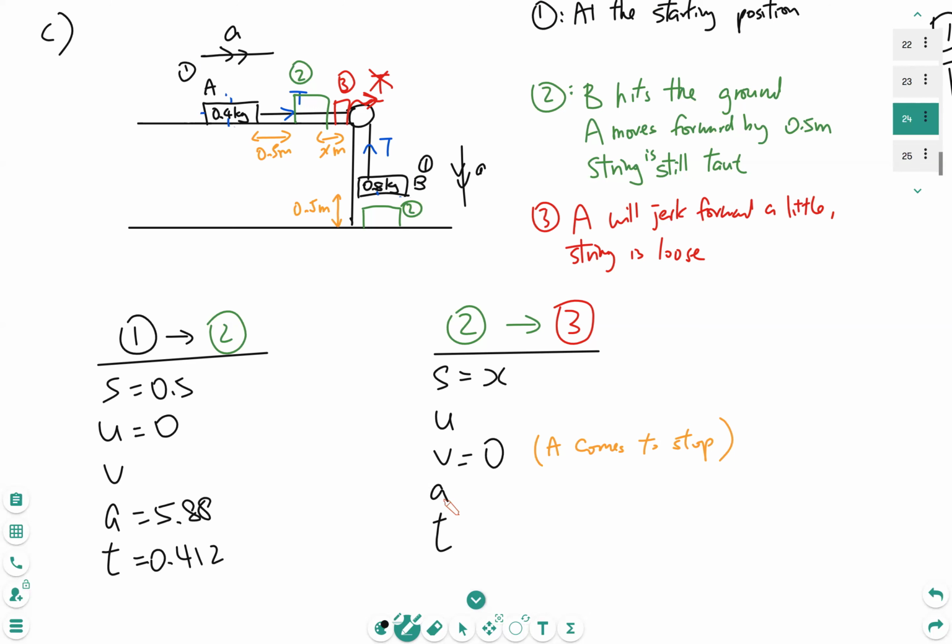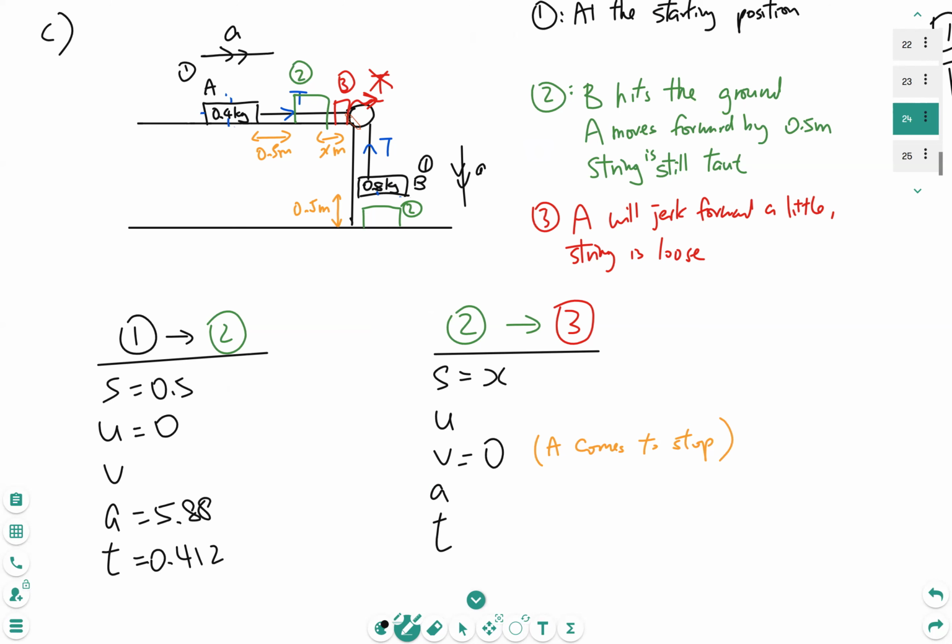Between motion 2 and 3, should particle A be accelerating or decelerating? Particle A should be decelerating because it comes to a stop, right? It was moving forward from 1 to 2 because B was dropping, so it brings A forward. But when B hits the ground, A is no longer brought forward because of B.